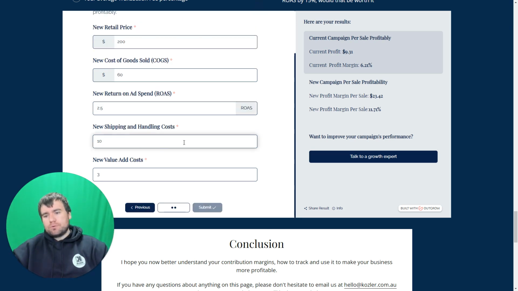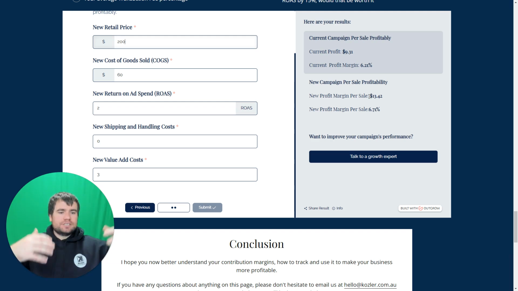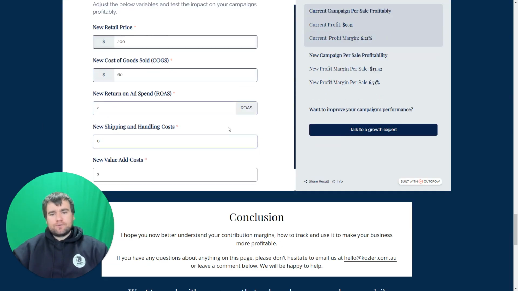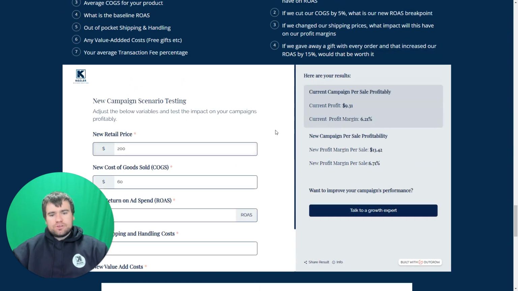So again, you could say, hey, we're going to get rid of flat rate shipping and we're going to just let the customer pay for us. We're going to have no shipping handling costs, but this is going to bring me down to say 2 times return on ad spend, but I'm going to keep my costs really high. Again, you can see the impact this is going to have on the campaign profitability overall, for example. So you can go through, adjust these different variables and see how they interact, and you can really put together a campaign that's going to be profitable.